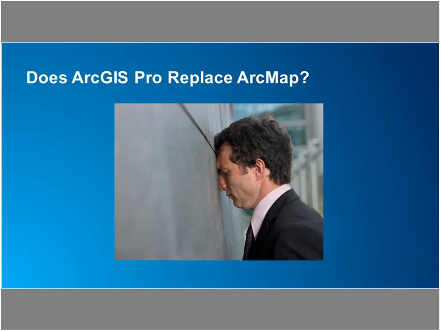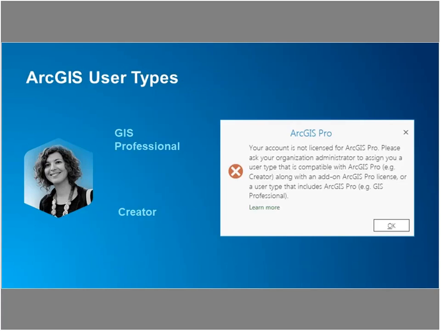Okay, let's move on to the next topic, which is talking about ArcGIS user types. If you are not able to sign in to ArcGIS Pro, you may see an error message like this. The message, your account is not licensed for ArcGIS Pro, means that you are a member of an ArcGIS organization, but your account is not configured to use ArcGIS Pro. The only compatible user types for an ArcGIS Pro license are ArcGIS Professional and Creator user types. Other user types are not compatible with an ArcGIS Pro license.